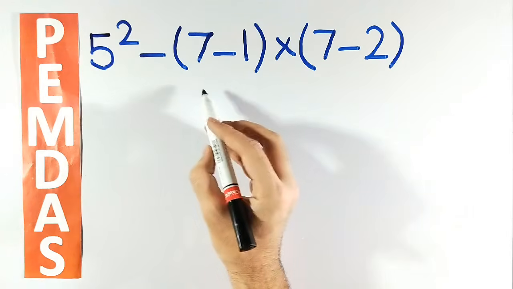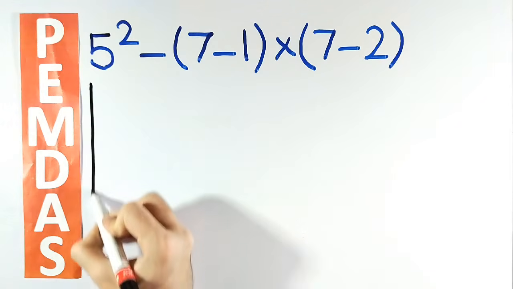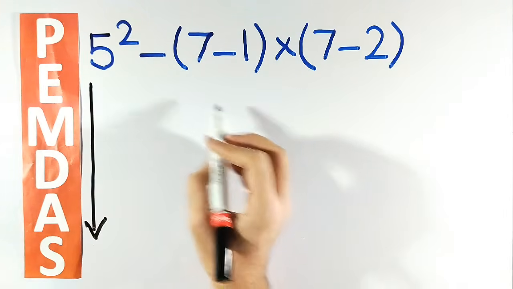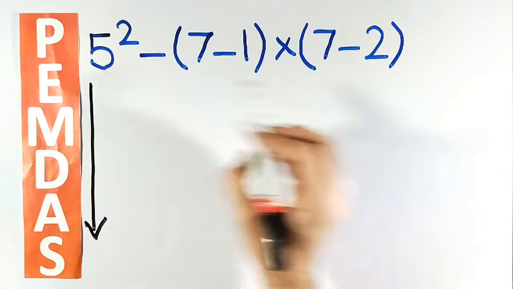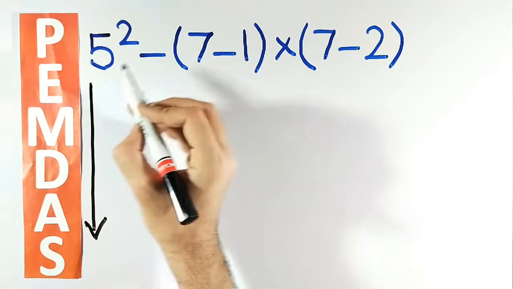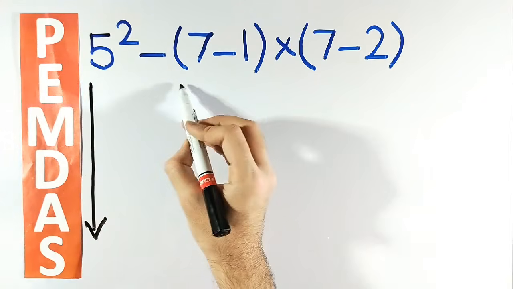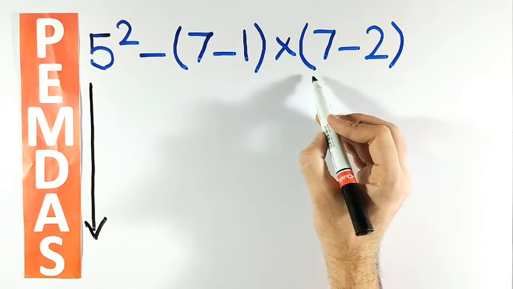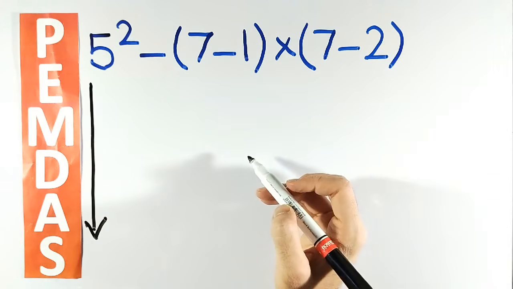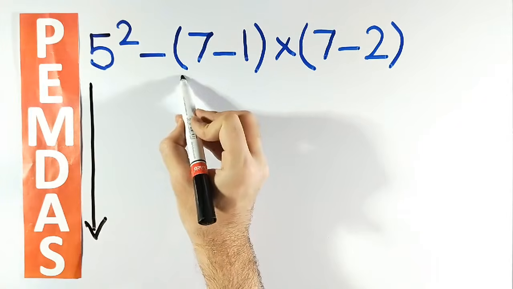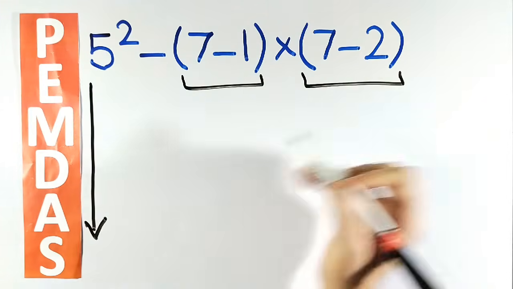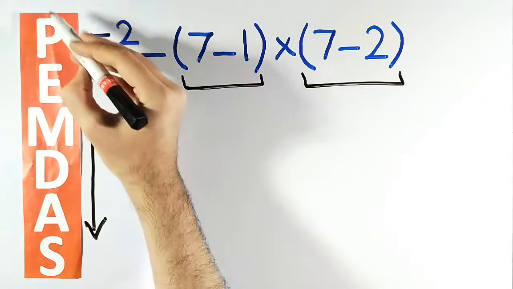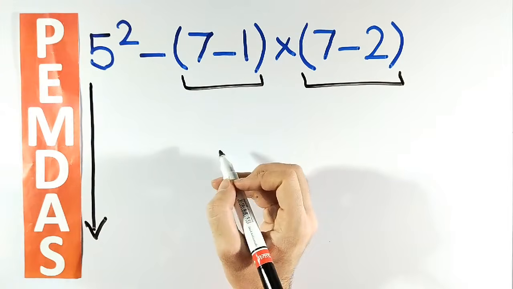To solve this question, we must follow the order of operations step by step from top to bottom. As you can see on the screen, in this expression, first we have an exponent, then a subtraction sign, followed by parentheses, then a multiplication, and finally another parenthesis. According to the PEMDAS rule, first we go for the expression inside the parentheses because P or parentheses have the highest priority than the other operations.